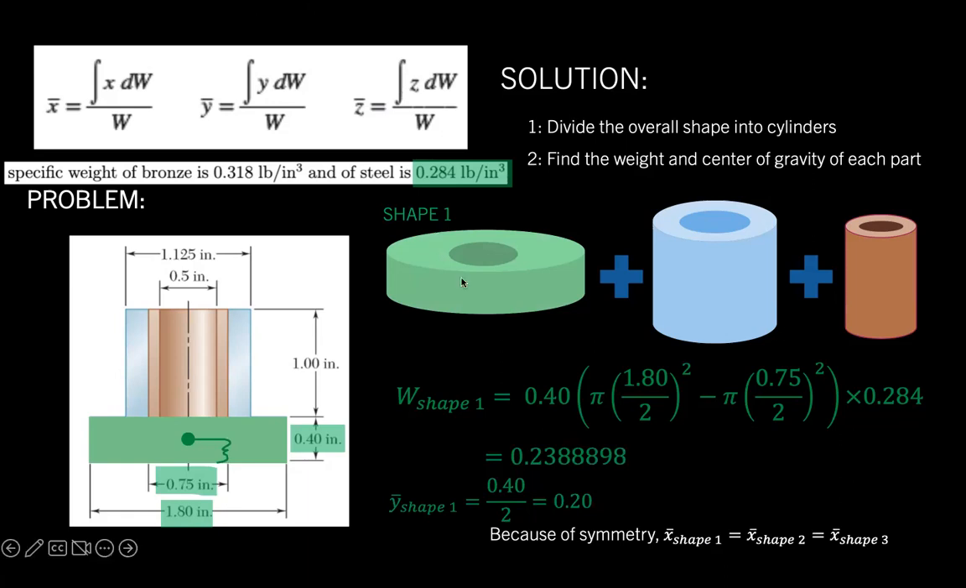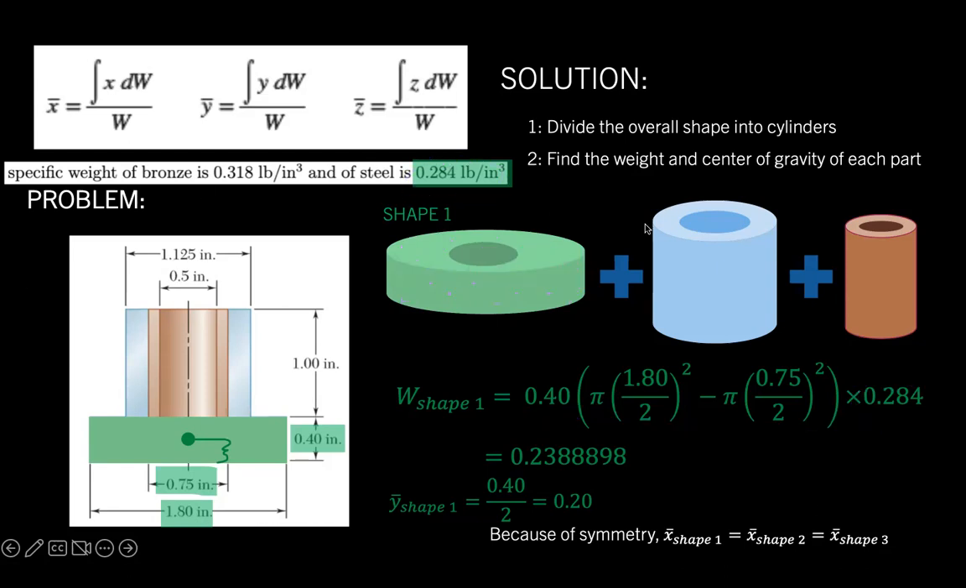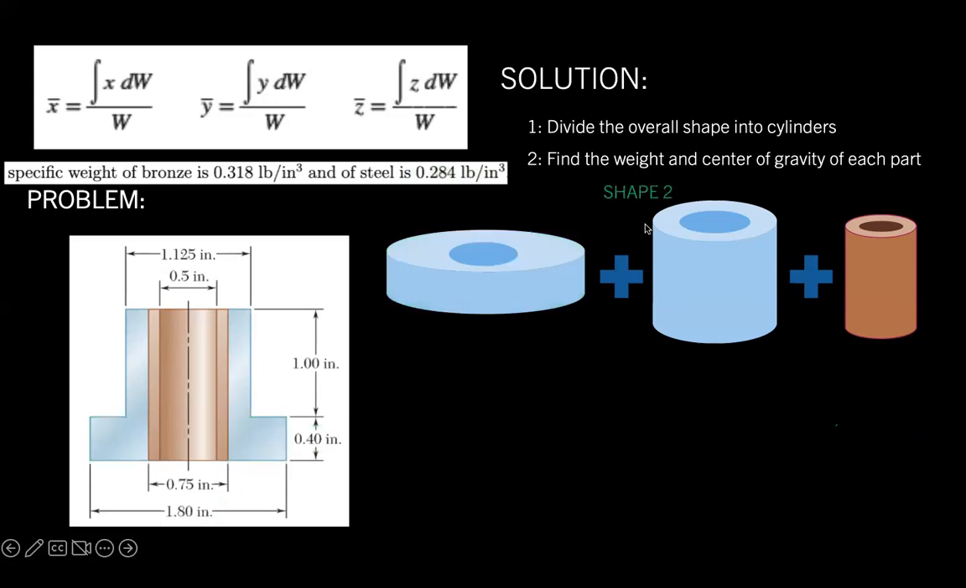Breaking it down, this portion refers to the volume. This is actually the volume of the whole cylinder over here of shape 1, while 0.284 is actually the specific weight of steel. Next, we'll be focusing on shape 2.